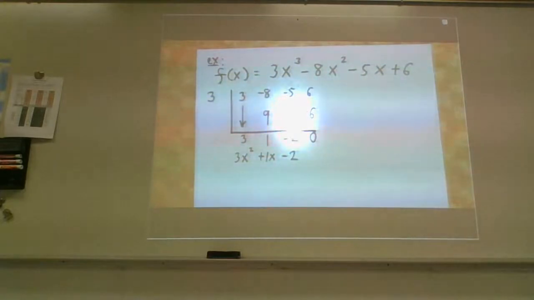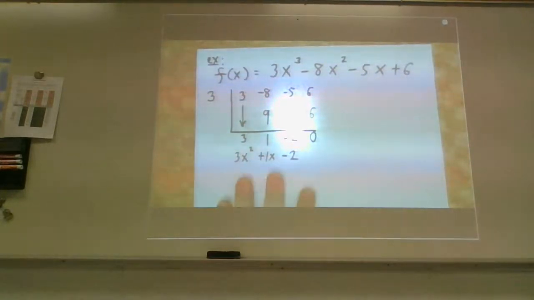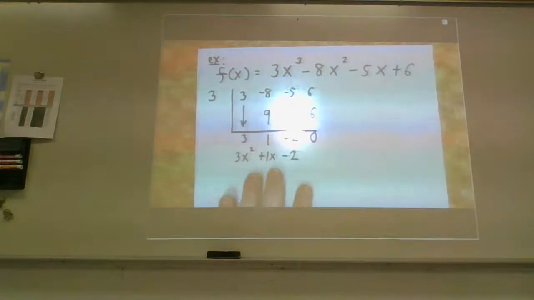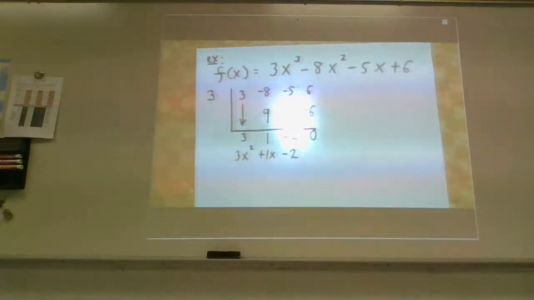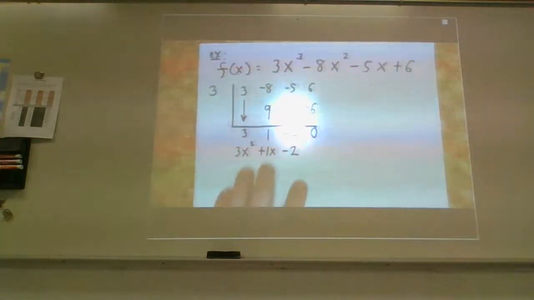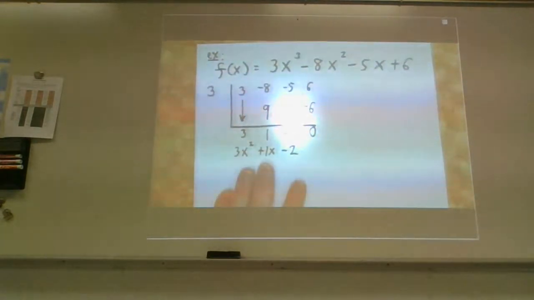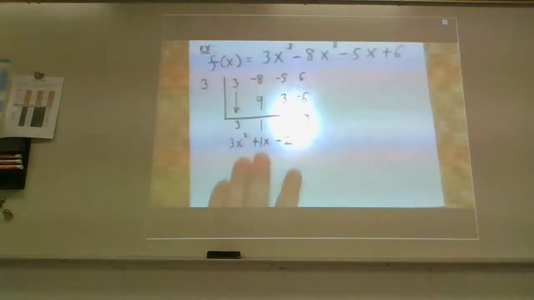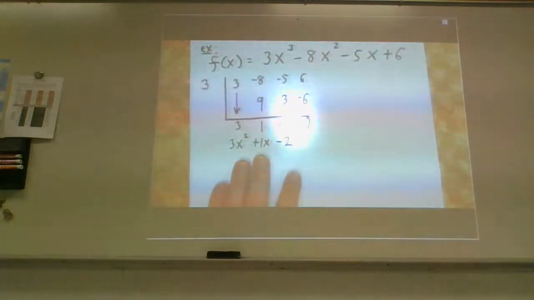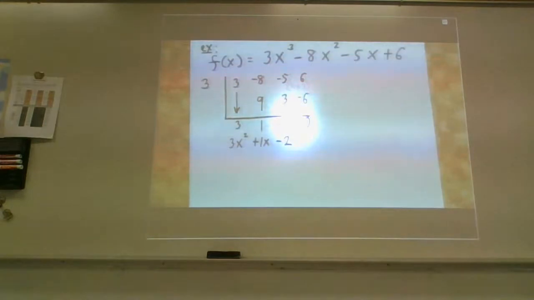Back to this. You have options. Now, of all the options, will factoring work? Maybe. I don't know. Will the quad formula work? Yes. The quad formula will always work. Will synthetic work? Here's the thing, and I want to be very clear with you.